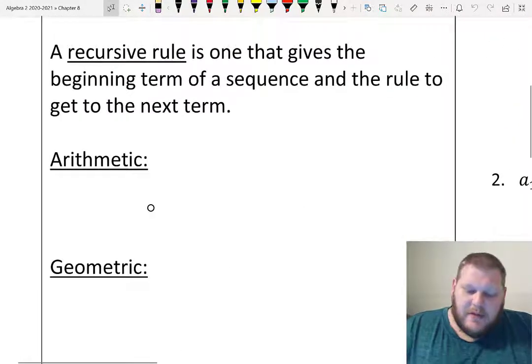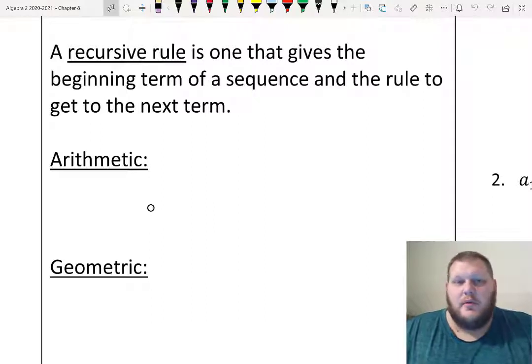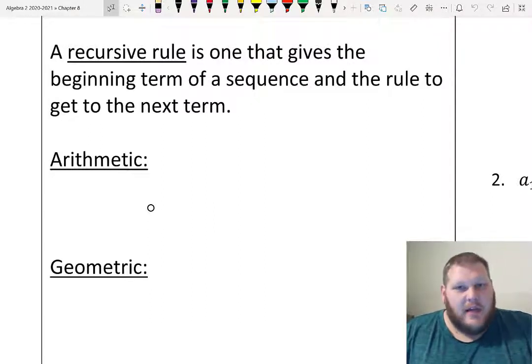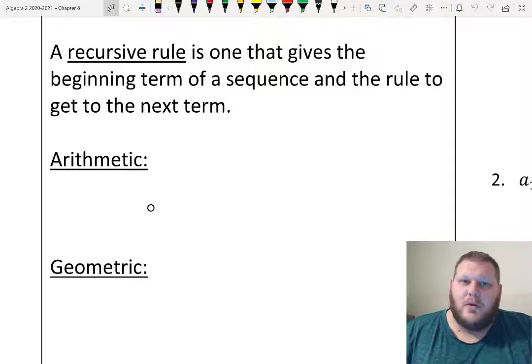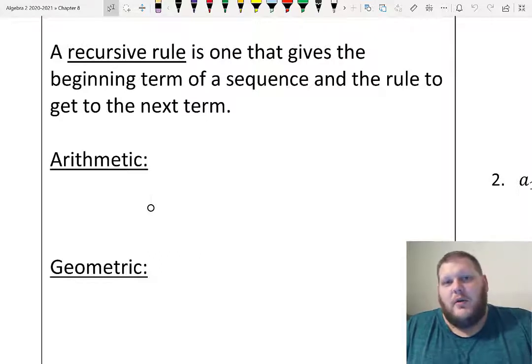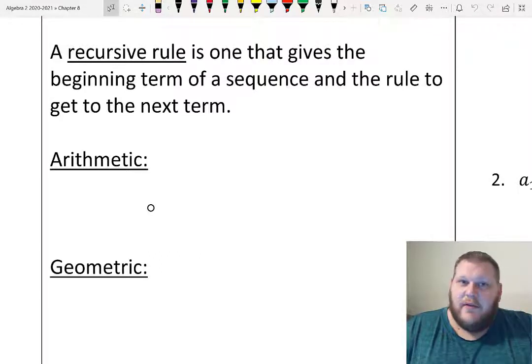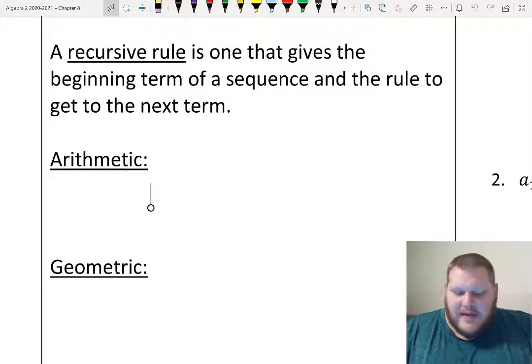A recursive rule is a little bit different than that, because a recursive rule is based on the term that came before it, and then some rule to get me from one to the next. You can write a recursive and an explicit rule for the same sequence and both be correct. It's just different formats. So with a recursive rule, you have to have the previous term that came before the term you're looking for, and then you apply that pattern, that equation, that way of changing to get from one to the next. There are pros and cons to both of them.